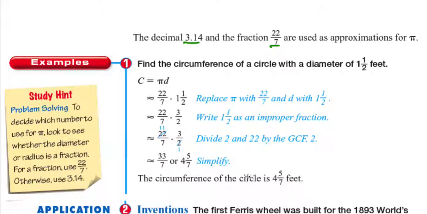Let me emphasize that 4 and 5/7 is an approximate circumference of our circle. Why is it always an approximate value? Because we can never find the exact value for pi, because it is a decimal that never repeats and never terminates. Let's take a look at example number 2.